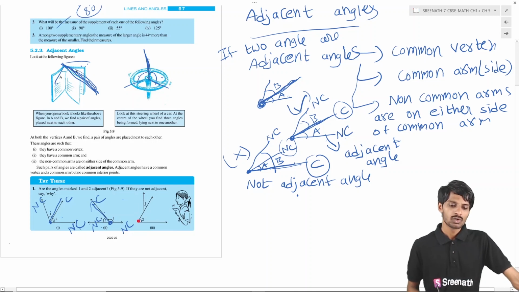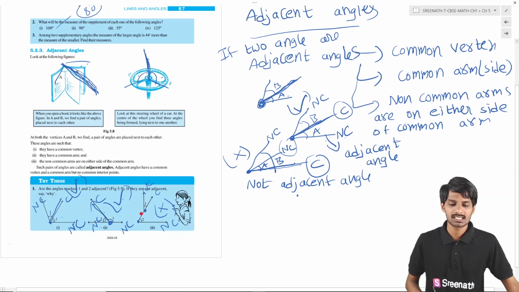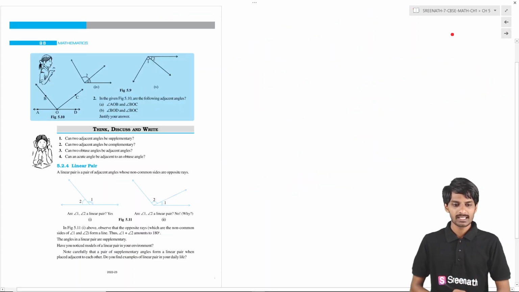If you take this, for this angle the vertex is here, and for this angle the vertex is here. They do not have a common vertex, so it is not adjacent. These are true, meaning adjacent angles. This is not, because the first condition is not satisfied. They have a common arm and non-common arms on both sides of the common arm, but they do not have the same vertex, students. So in this way we have to find the adjacent angles, students. Okay, in this figure 5.10 also, find the following angles.